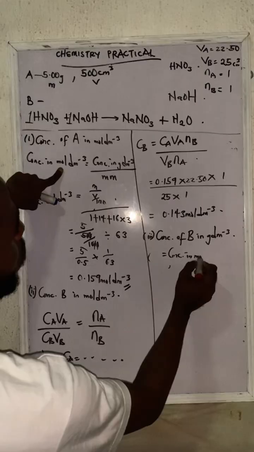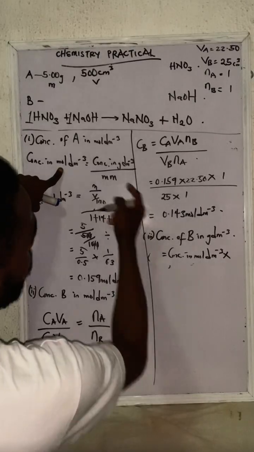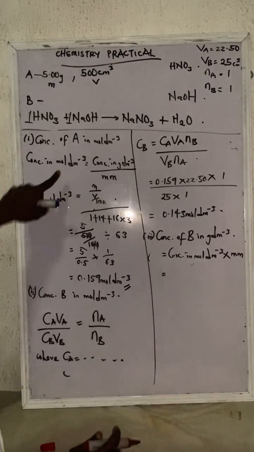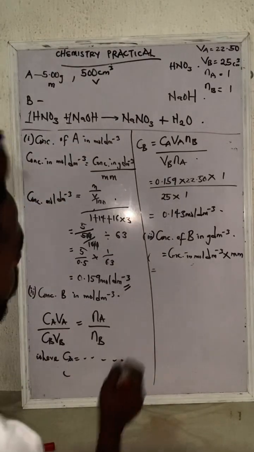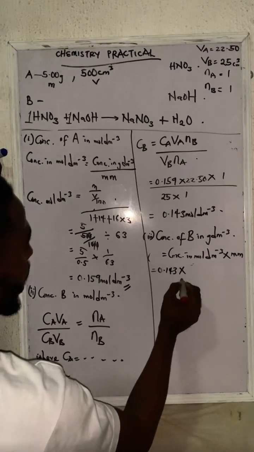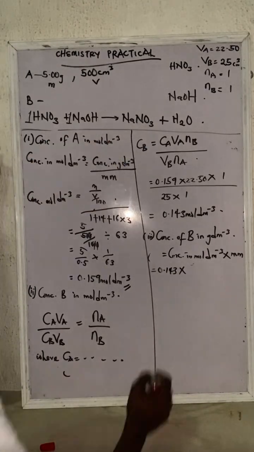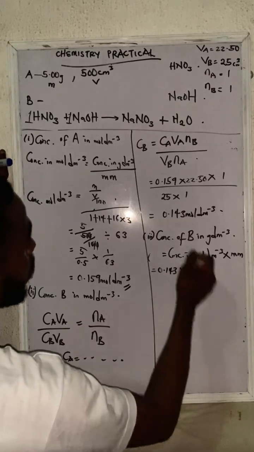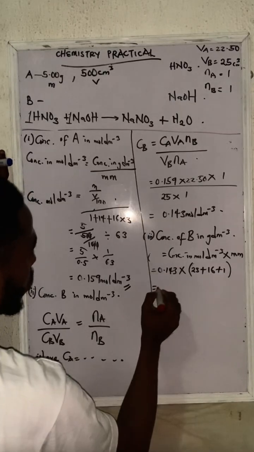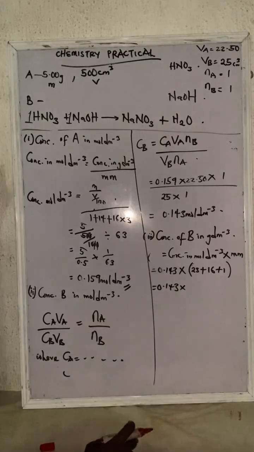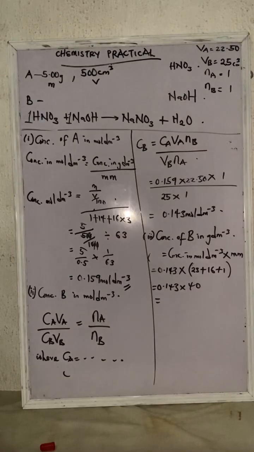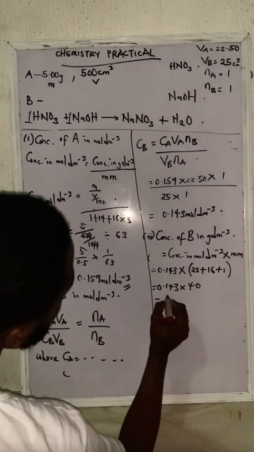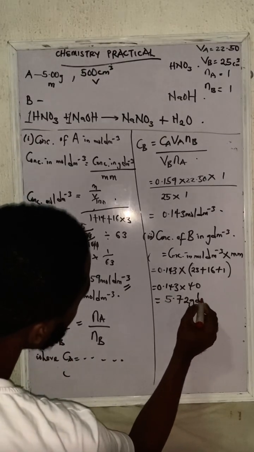Concentration in mole per dm cube times the molar mass, which will be equal to the concentration in mole per dm cube for the base. This is what we got here, 0.143, times the molar mass of the base. The base is NaOH. So Na is 23 plus oxygen is 16 plus 1. So this will be equal to 0.143 times 23 plus 16, that's 39, 39 plus 1, that's 40. You do the calculation and you get 5.72. So we have 5.72 gram per dm cube.